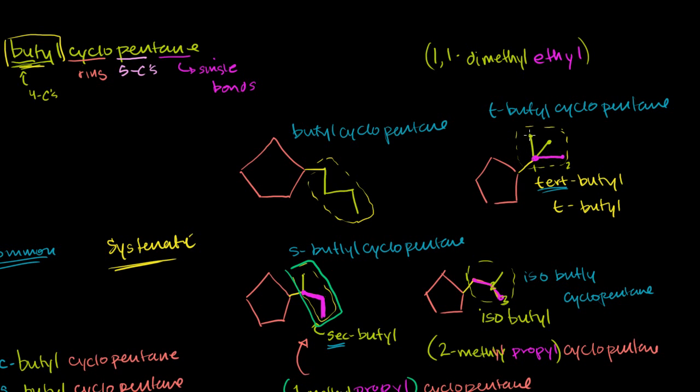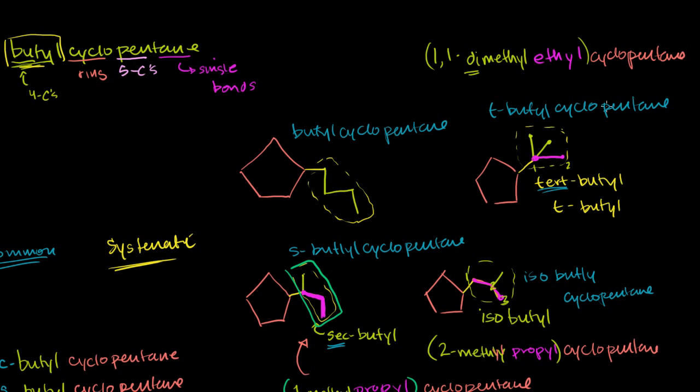This is the ethyl, and then we have 2 methyls attached there. That's why we write 1, 1. They're both attached to the 1. We have 2 of them. That's why we wrote di over there. So it's 1, 1 dimethylethyl, and then finally cyclopentane. Cyclopentane. So hopefully that doesn't confuse you too much.